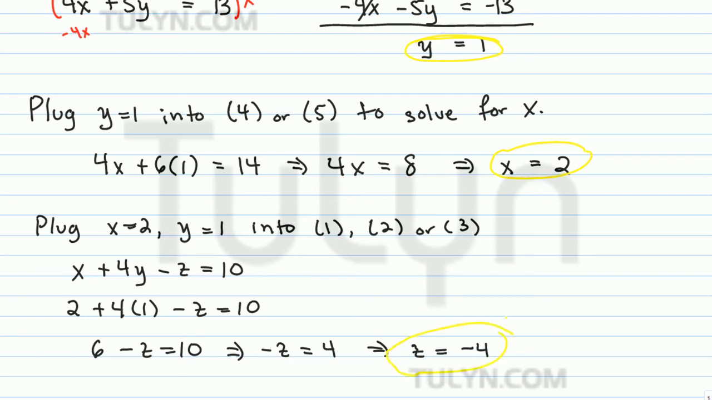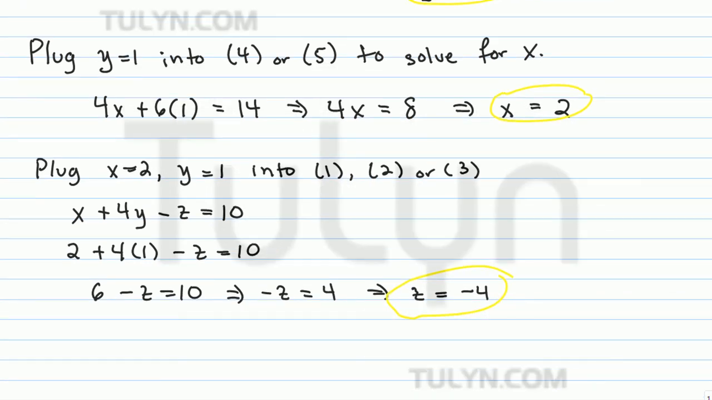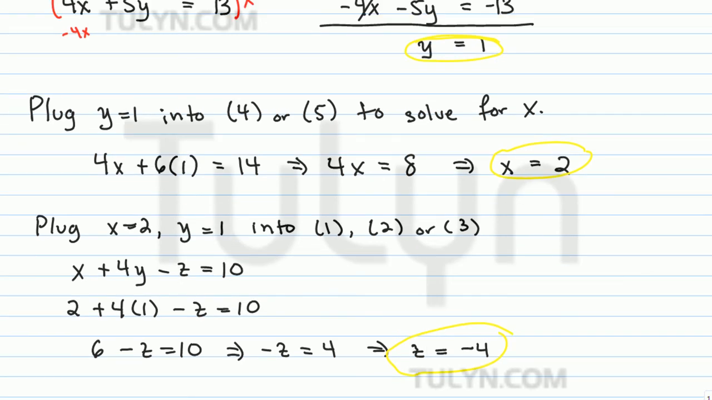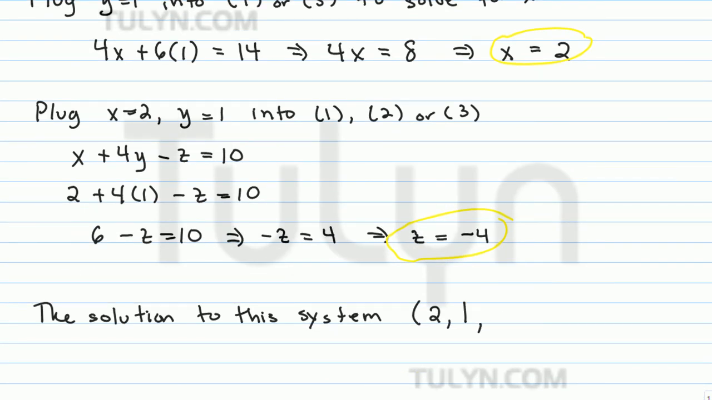So now we have all our 3 variables, and the way to express the solution is in terms of the ordered triple. Just like in the 2 variable case, it was expressed in an ordered pair. So we want to say the solution to this system is the ordered triple x comma y comma z. So 2 comma 1 comma -4, and that is our solution.